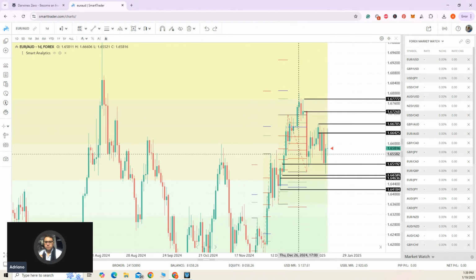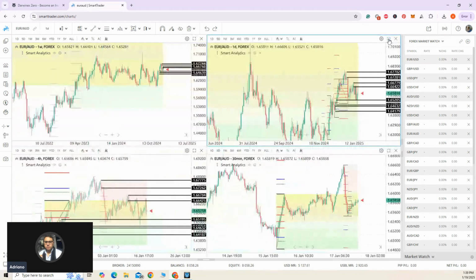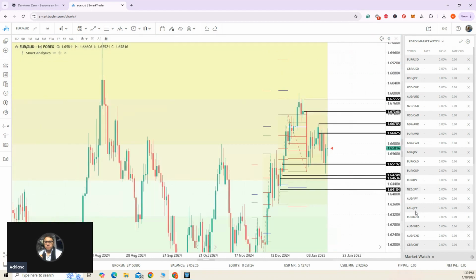This is just one pair, but imagine that on forex there are 28 pairs, and you can use this for pretty much everything. You can use this for the futures market. If you trade stock, you can use that as well.